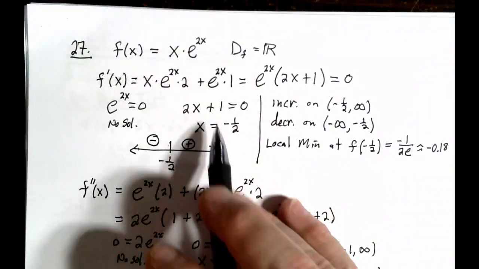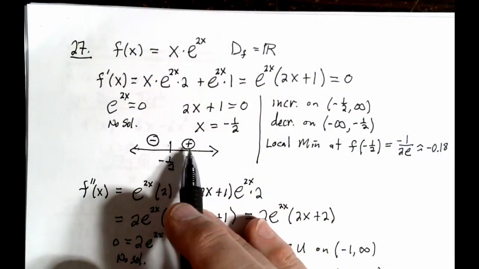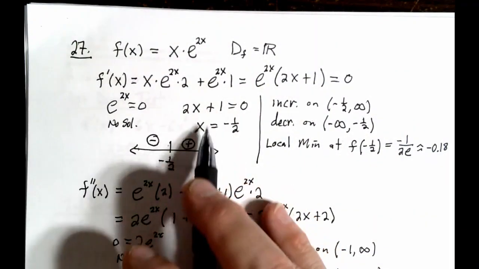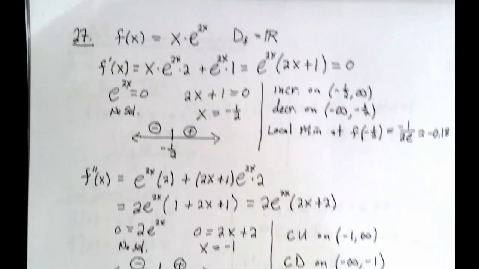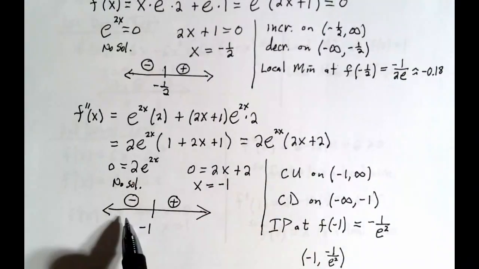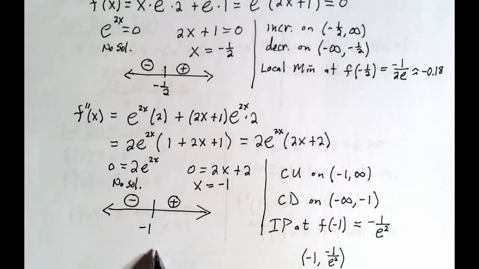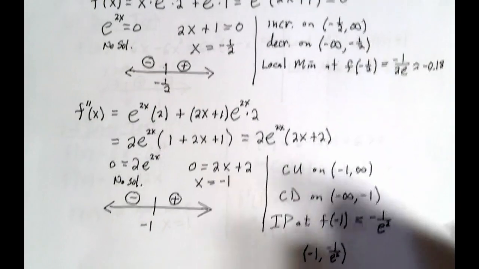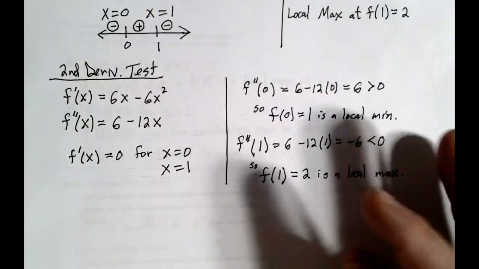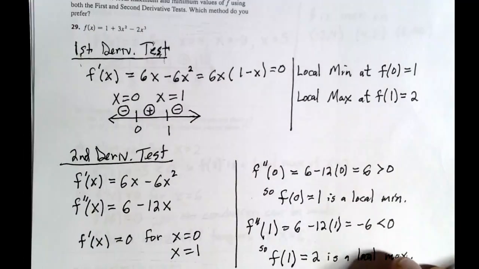This one, they take the first derivative, and this part gives you a minus 1/2, which helps you divide up the number line. And then here, this one ends up giving you only one critical number at -1. And you can see what your concave up and concave down are.